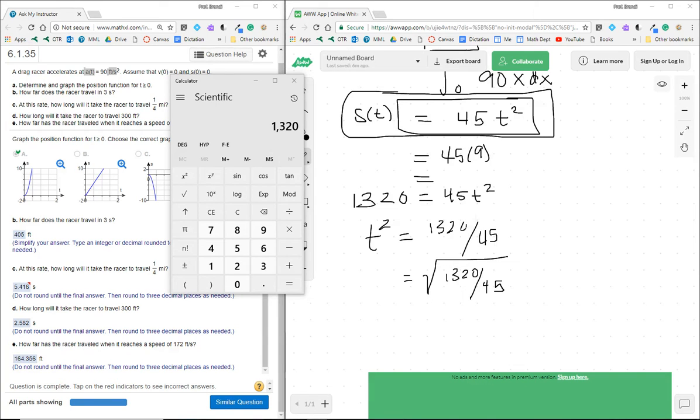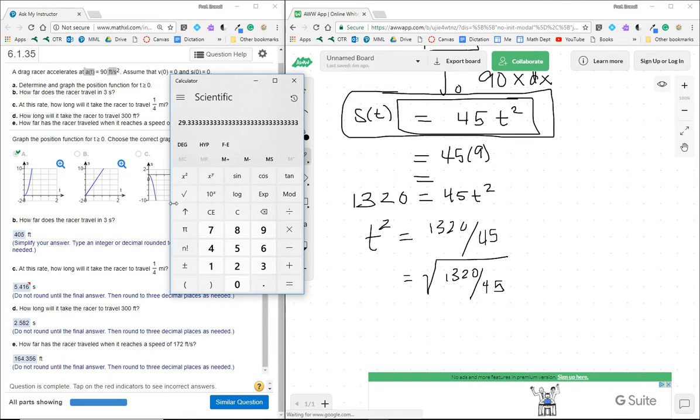Okay, so we need to do the square root of 1320 divided by 45 equals, and then square root. And we get our time, which we recognize from the correct answer down here, 5.416 seconds. The next question is, how long will it take the racer to travel 300 feet?